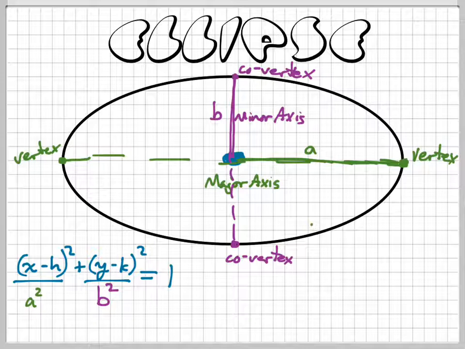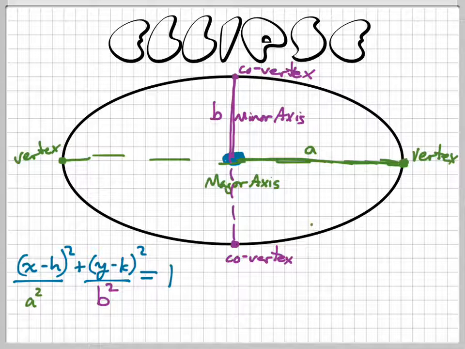Now you are going to be working with ellipses that are centered at the origin. So if it's centered at the origin, the h and the k are 0. So you're not going to have an h and a k. You're just going to have x squared and y squared.